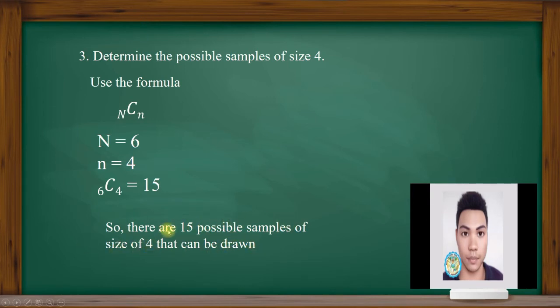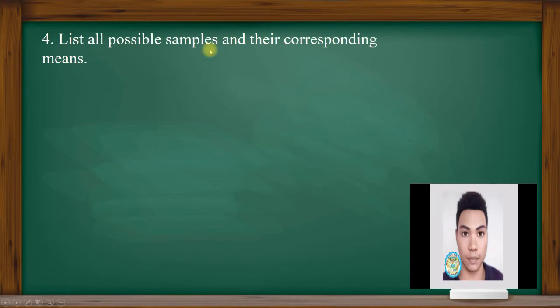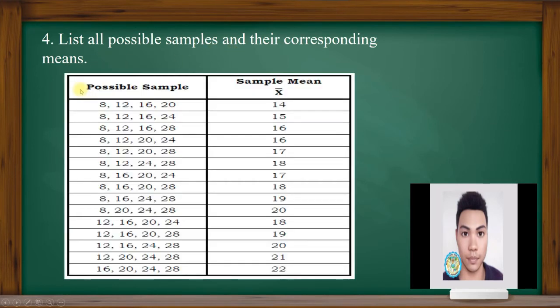So what are those? List all the possible samples and their corresponding means. These are our possible samples: 8, 12, 16, 20, and so on. Okay, let's count if there are 15. 1, 2, 3, 4, 5, 6, 7, 8, 9, 10, 11, 12, 13, 14, 15.